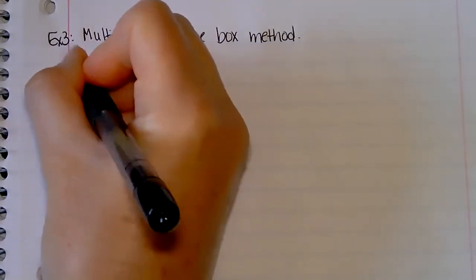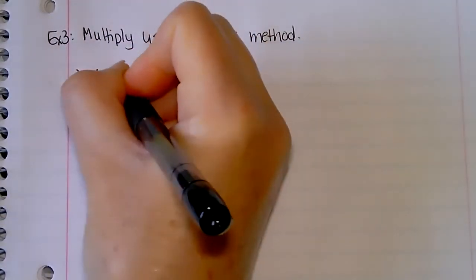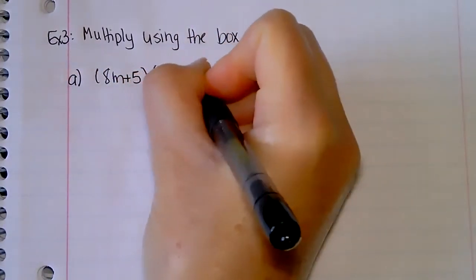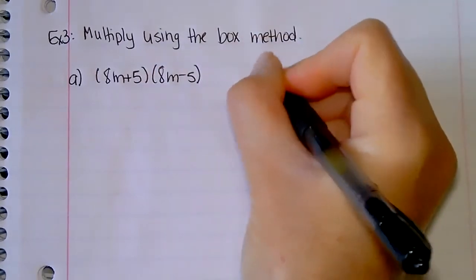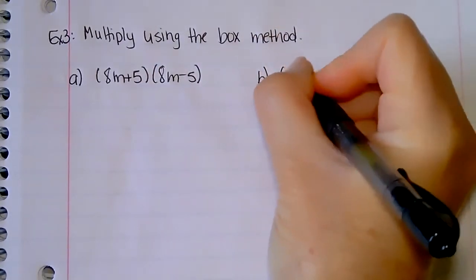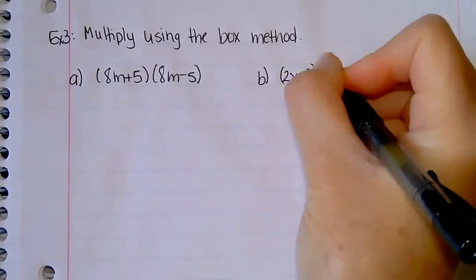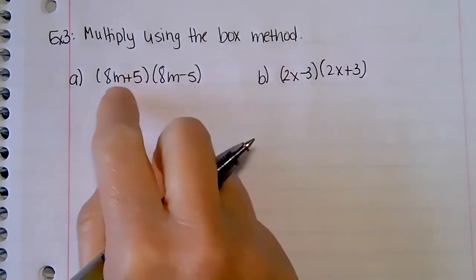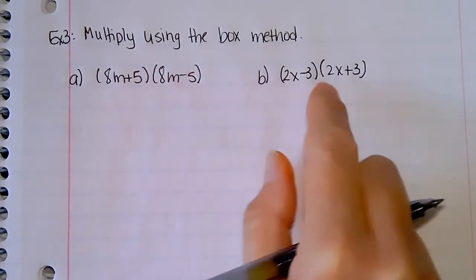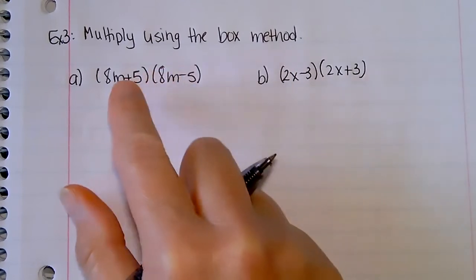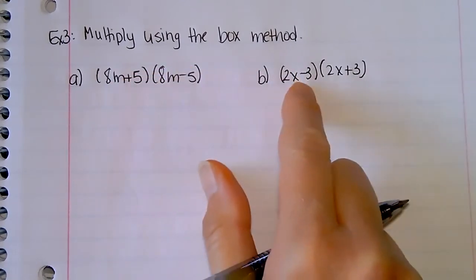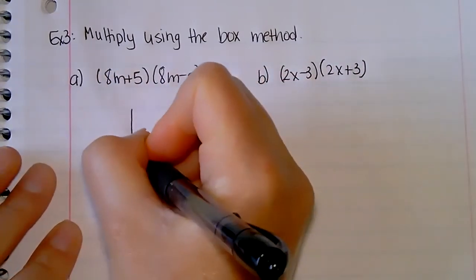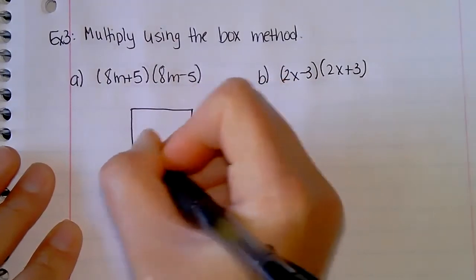So I'm going to do 2 of these. So let's say we have 8m plus 5 and 8m minus 5. And I have 2x minus 3 and 2x plus 3. So again, you'll notice that they're the same terms, but in one situation, one of them is a plus, one of them is a minus. Here we have a minus and then a plus. So since we have the numbers in front of our x's, we cannot use a diamond. So I'm going to use the box method.